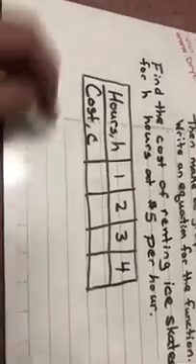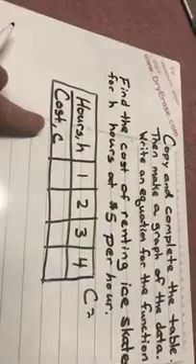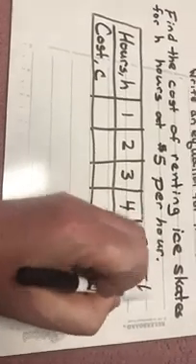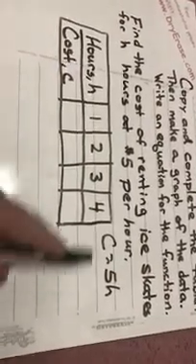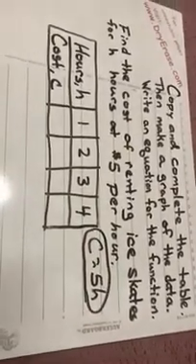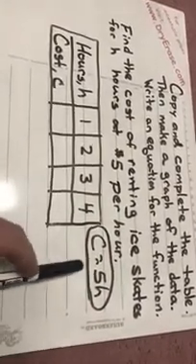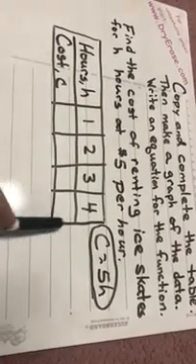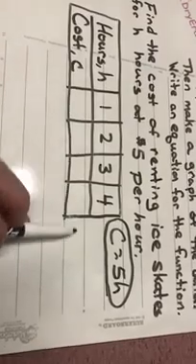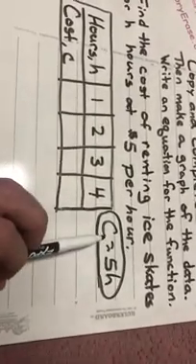So our equation would actually work out to be C, which is what is represented by the cost, equals 5H. 5 times the number of hours equals the cost. So that's writing an equation for the function. You'll need to write that down. Then you're going to use this equation to fill in the table. You're going to have to copy the table down in your paper as it is, but then you're going to have to fill in this missing information based on this equation.